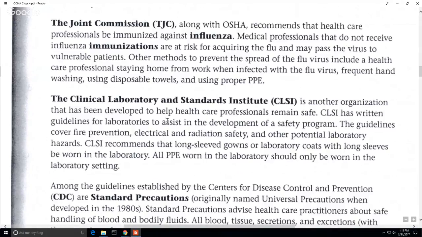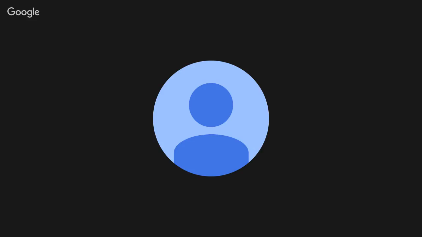The Clinical and Laboratory Standards Institute, CLSI. Now, this is another organization that has been developed to help healthcare professionals remain safe. CLSI has written guidelines for laboratories to assist in the development of safety.